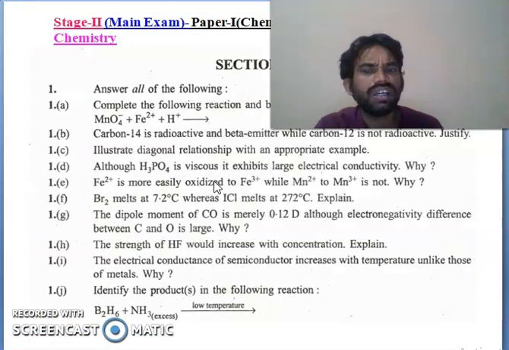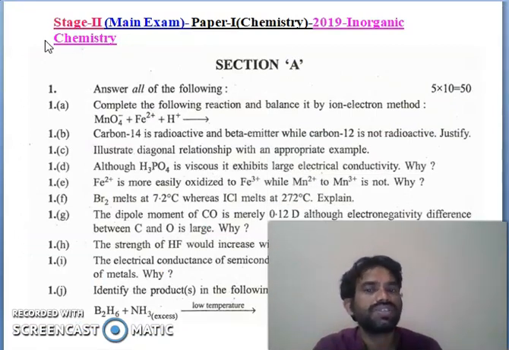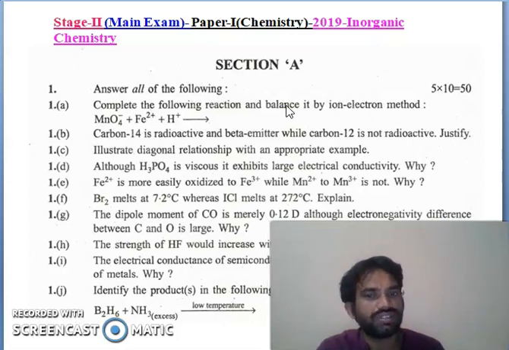Now you can see the previous 2019 model paper, stage 2 main paper 1, chemistry 2019, inorganic chemistry. Here you can see a few of the important questions they asked previously in inorganic chemistry. Section A, answer all the following questions. Complete the following reaction and balance it by the ion electron method. Each one is 10 marks.